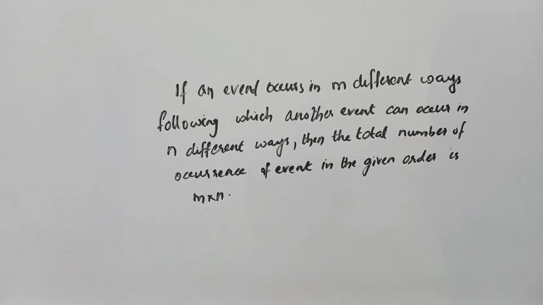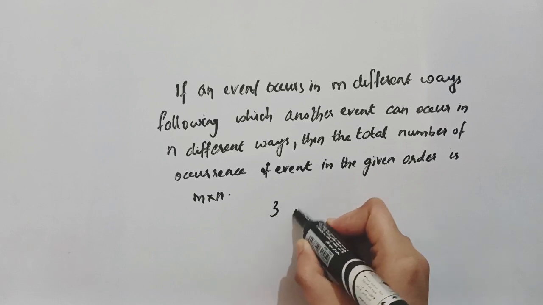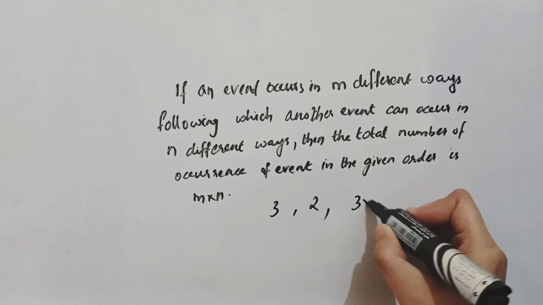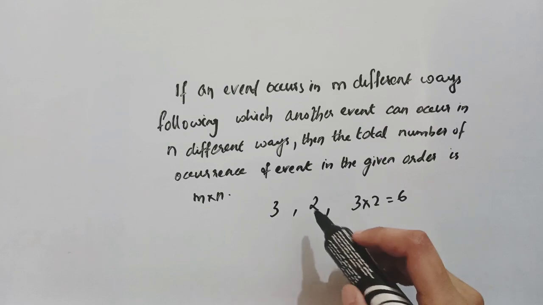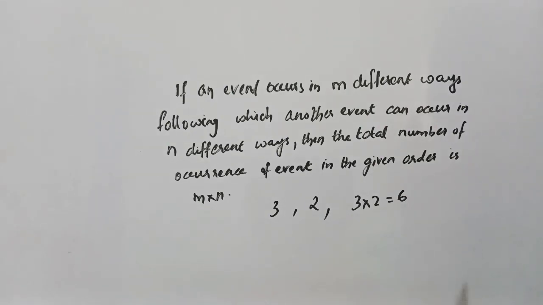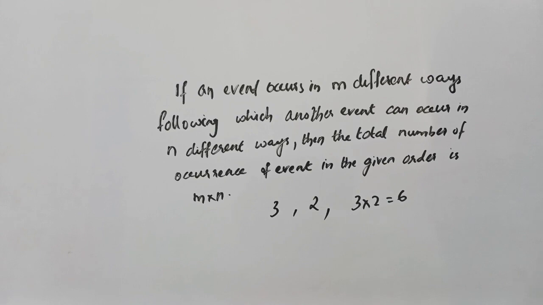The fundamental principle of counting states that if an event occurs in m different ways, following which another event can occur in n different ways, then the total number of occurrences of the events in the given order is m into n. We saw in the first example that Mohan has 3 pants and 2 shirts. The total number of events is 3 into 2, which is equal to 6. That's the theorem stated here. If an event occurs in m different ways, that is 3, following which another event can occur in n different ways, that is 2 shirts, then the total number of occurrences in the given order is m into n, that is 3 into 2 equal to 6. In total we get 6 pairs of shirt and pants in the first example.